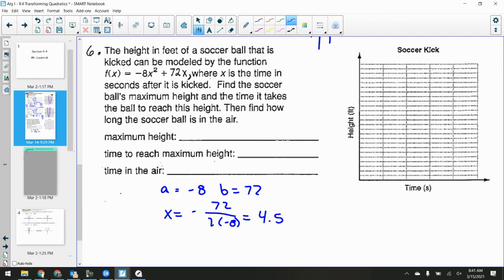Did you see that came for you? Okay. Yeah. 4.5. X is equal to 4.5.